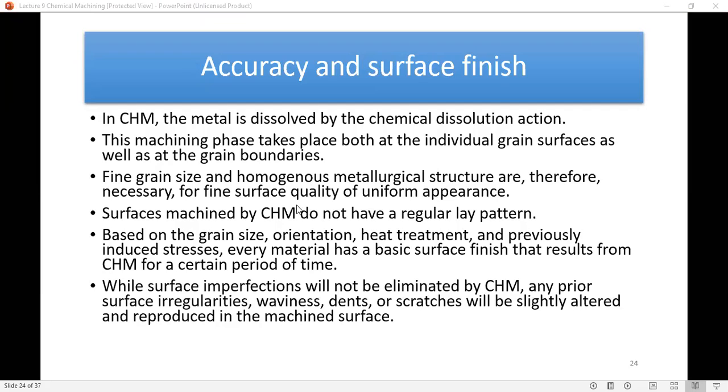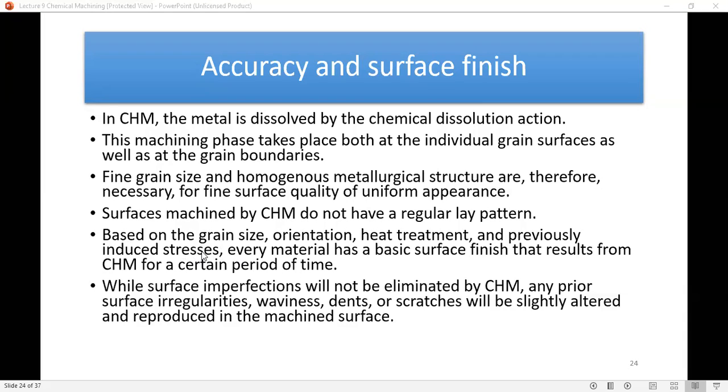Surfaces machined by CHM do not have a regular lay pattern. For example, in a regular machining process using milling, you have a regular pattern. You have a tool path, and you can see the tool path. But in CHM, you don't have a regular lay pattern. There's no tool path. Based on the grain size, orientation, treatment, and previously induced stress, every material has a basic surface finish that results from CHM.